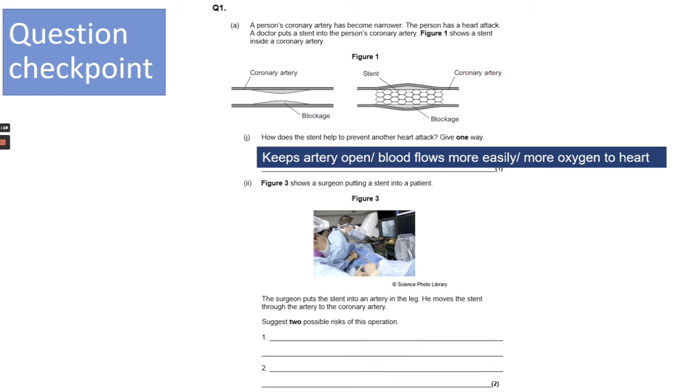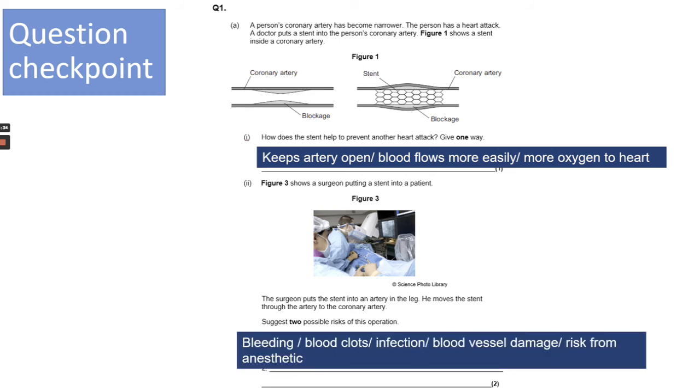Then it shows a surgeon putting a stent into a patient, and it says they put the stent into an artery in the leg and move the stent through the artery to the coronary artery. Suggest 2 possible risks of this operation. So you can have any of these. It could cause bleeding, there might be blood clots, you could get infections, the blood vessels might be damaged during surgery. And also, as with all surgery, there are risks from using anaesthetic.